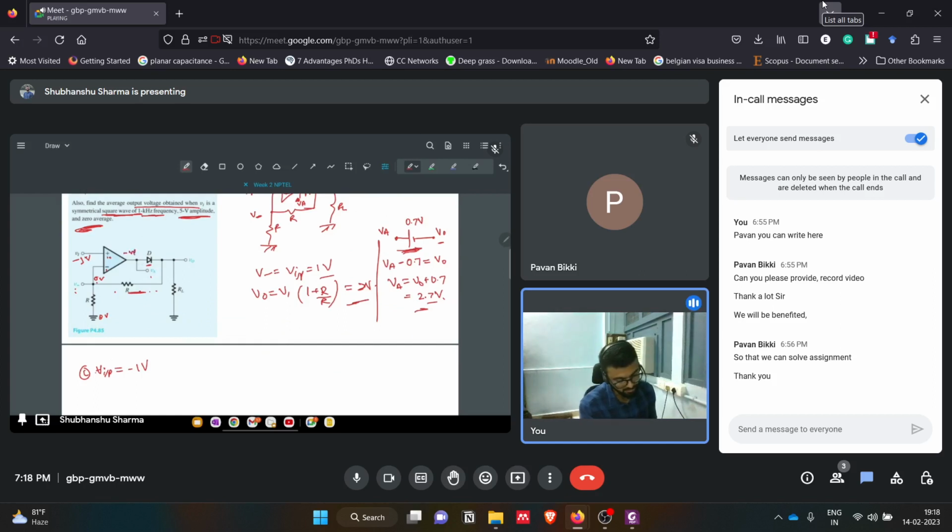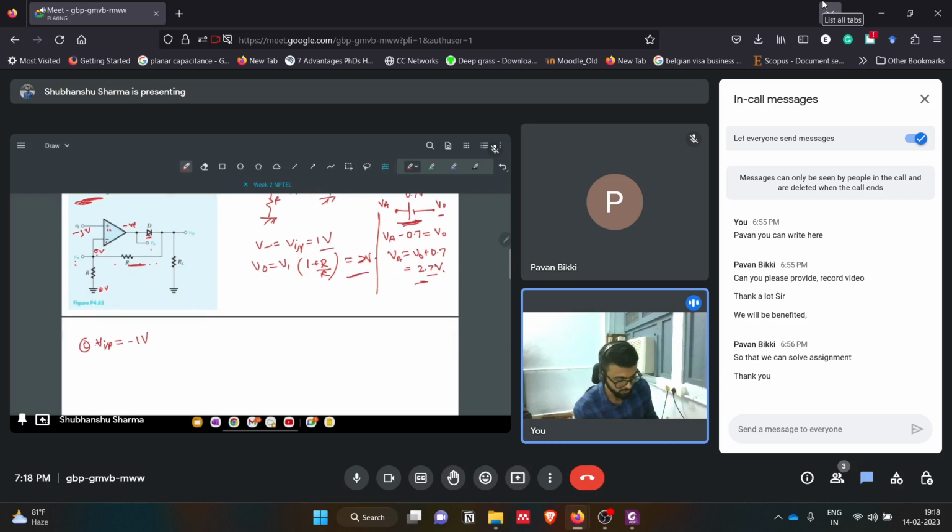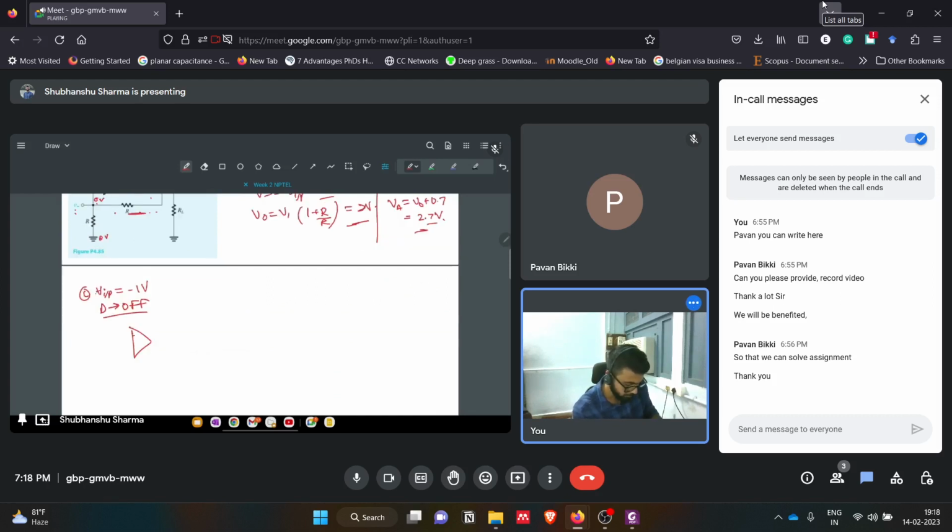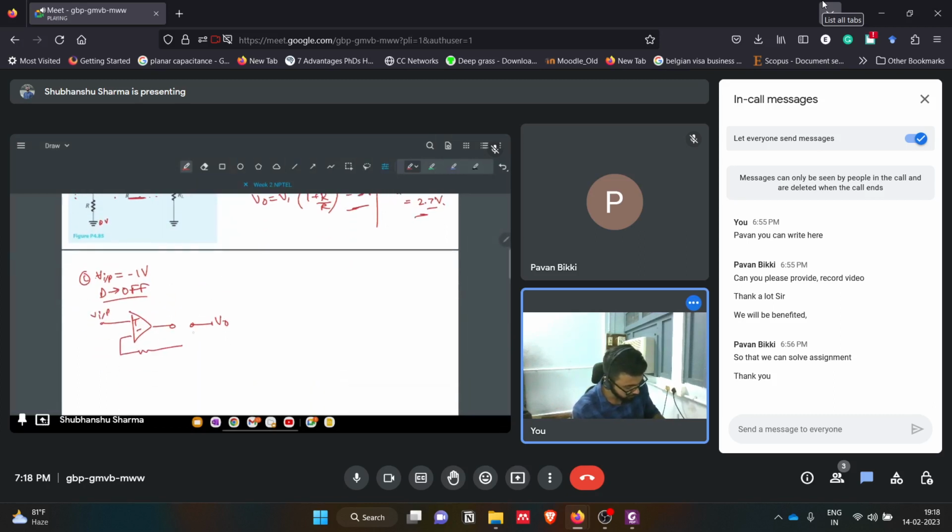So what will happen then? This diode will become off, because a negative input is given to this diode. So D will be off. If D is off, there is no output from this op amp, so the circuit acts like this. This is V naught and this is V input. It was connected here, and this is R, this is R. This was V minus, and this was load resistor RL.